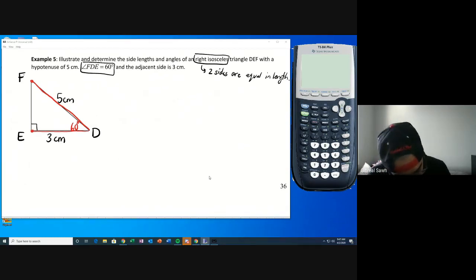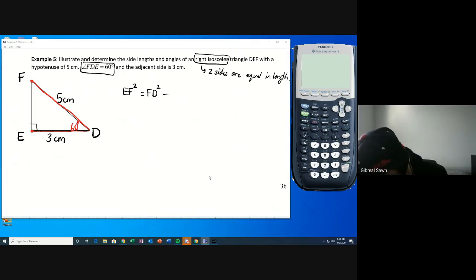Okay, so based on the information we have, the Pythagorean theorem is the thing that's going to help us out here. So side length EF squared is going to be equal to our hypotenuse squared, so FD squared, minus one of our other side lengths, also squared, so ED squared. So if I fill in some numbers, we're going to end up with 5 squared minus 3 squared. Now EF squared will give us 16. That means that EF is equal to 4.